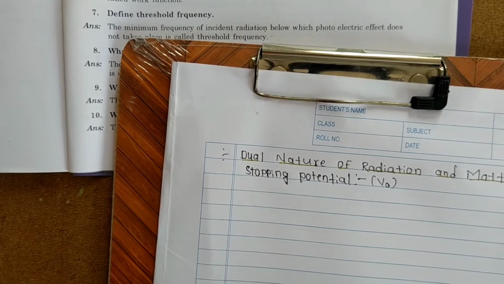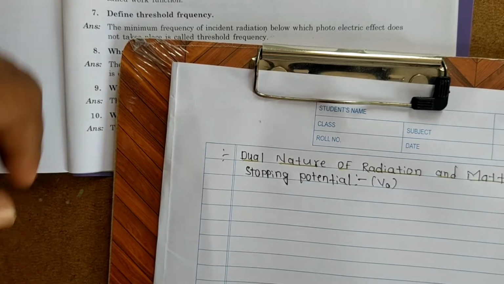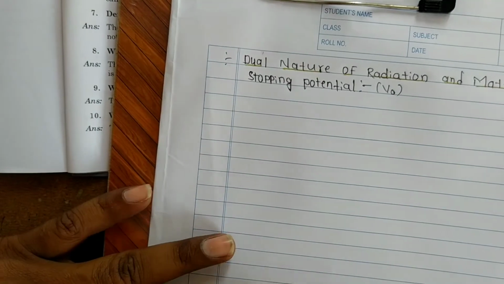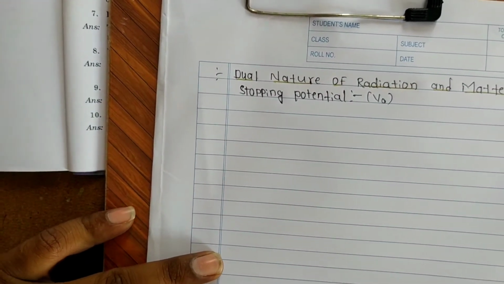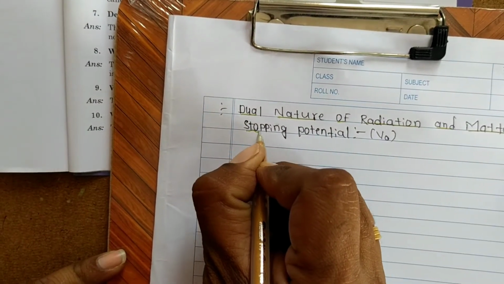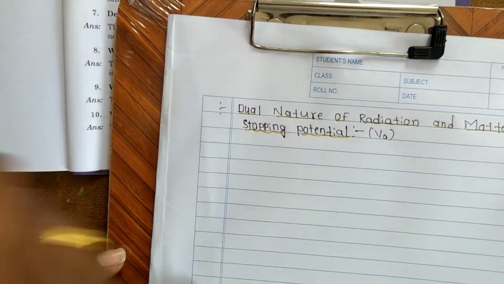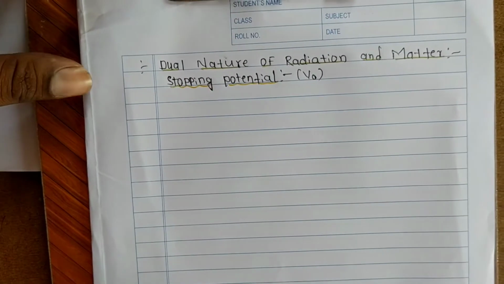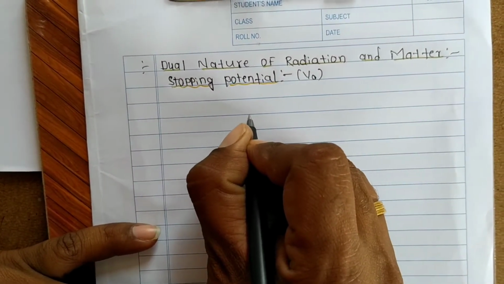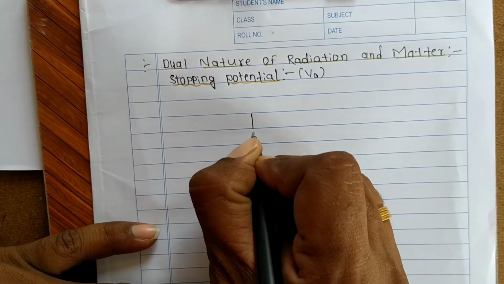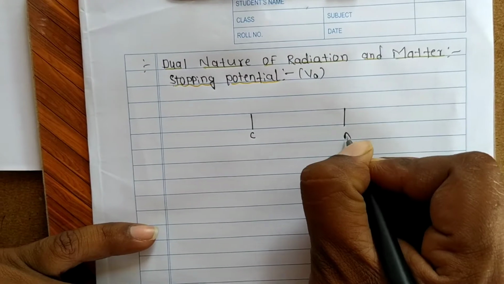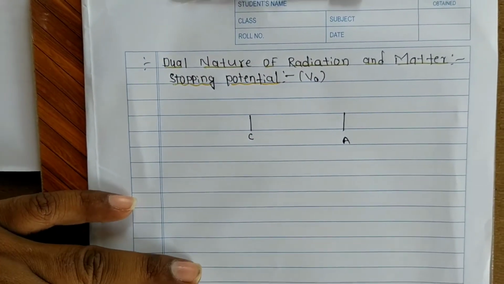In that photoelectric effect, when you change the polarity of the battery, it means, see here, stopping potential. Here we consider two plates. One is the cathode, another is the anode. This one is the cathode plate and this one is the anode plate.